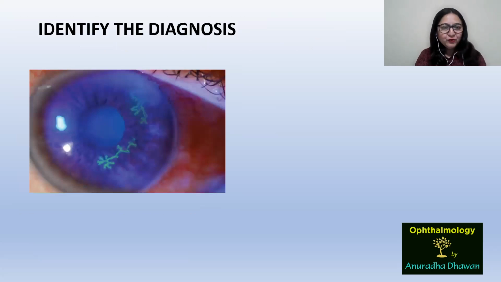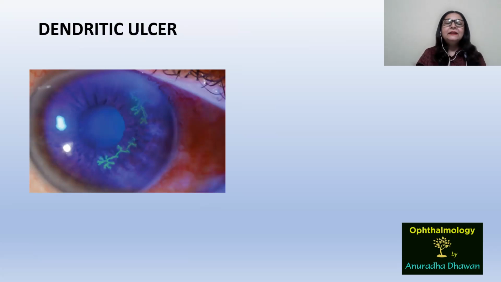Now, identify this diagnosis. This picture has been coming in past exams very frequently. Again, a very important image. Here, a similar kind to what we just saw. Blue light is there. Green stain is being taken by the cornea. But if you notice very carefully, this stain is in the form of a branched pattern, like the branches of a tree. This kind of pattern is seen in dendritic ulcer, which is seen in herpes simplex viral keratitis, HSV keratitis. So don't forget this picture of dendritic ulcer.